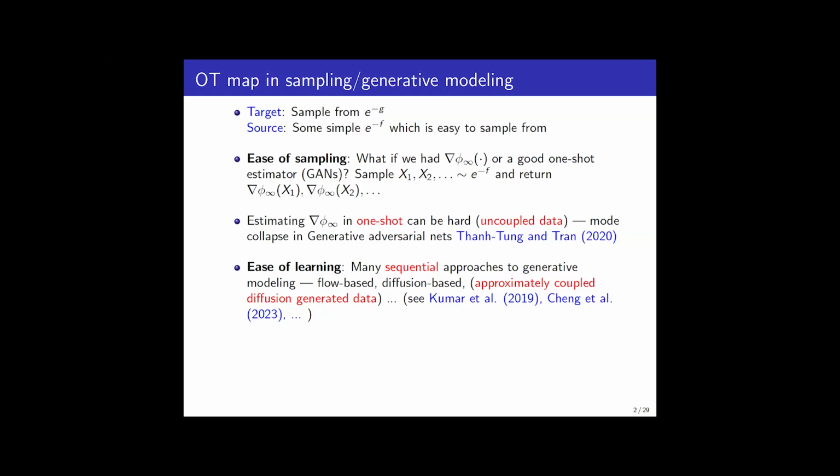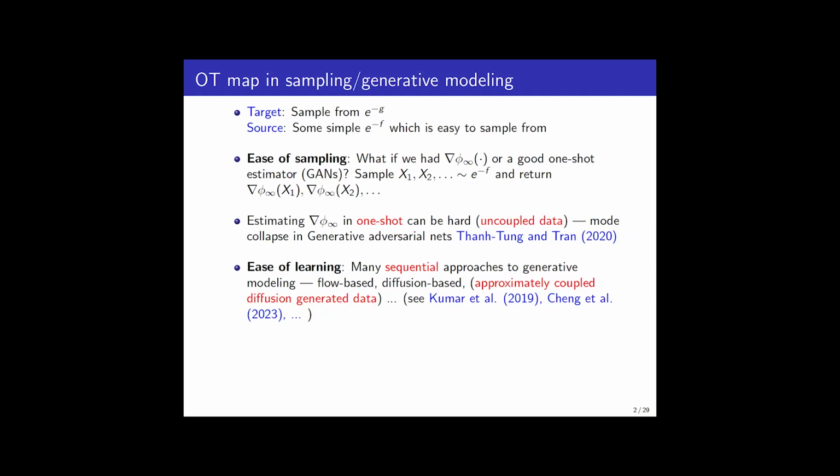But the optimal transport problem is inherently uncoupled. You don't know which x corresponds to which y, which makes learning this map much harder than learning a regression function, for example, where x and y are coupled, right? We know which x corresponds to which y. In optimal transport, we don't necessarily know which x should be matched to which y. So in that sense, learning this map directly with uncoupled data is computationally challenging, obviously, and there are challenges at the rate level as well.